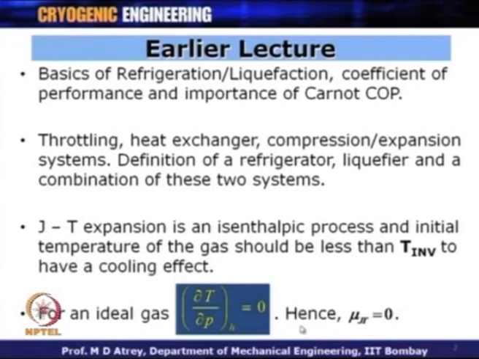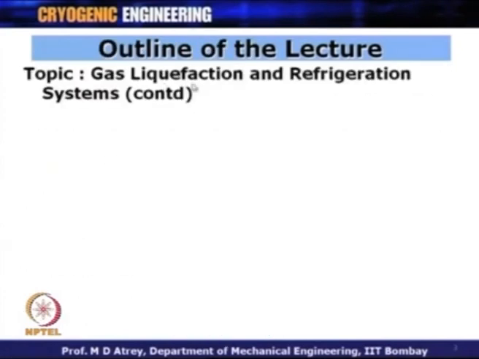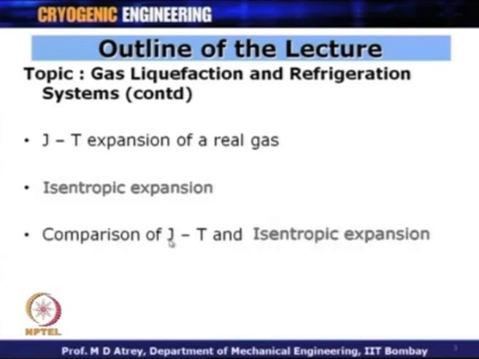In this particular lecture, I am continuing with gas liquefaction and refrigeration systems. What we are going to talk about now is JT expansion of real gas. What we talked about in the earlier lecture was JT expansion of an ideal gas. Let us see how the real gas behaves when it is subjected to JT expansion. Then we will talk about isentropic expansion, and then we will compare the JT expansion and isentropic expansion. Then we will see the first cycle, which is an ideal thermodynamic cycle used for gas liquefaction. This is what we will try to cover in this lecture.